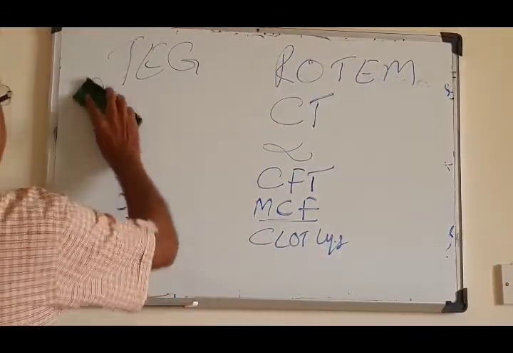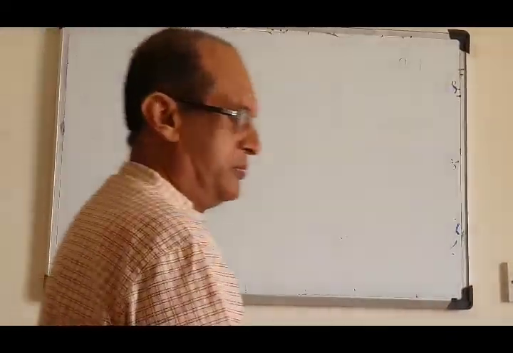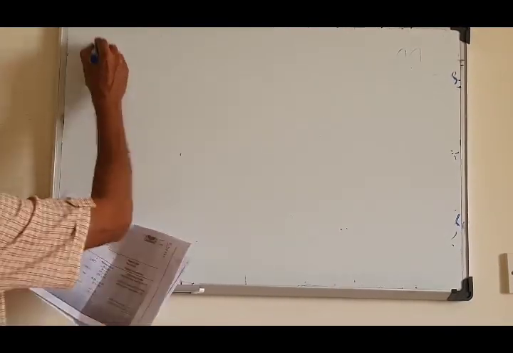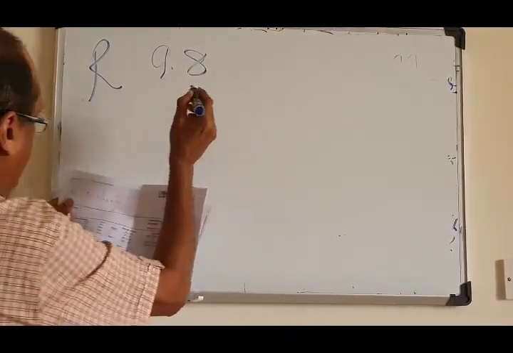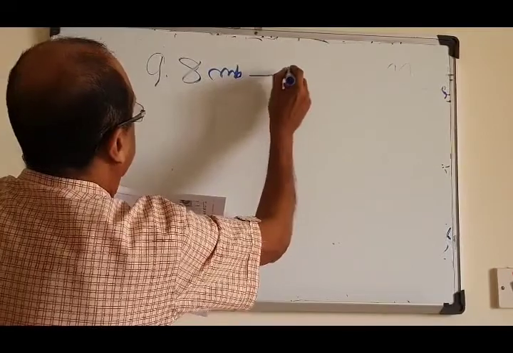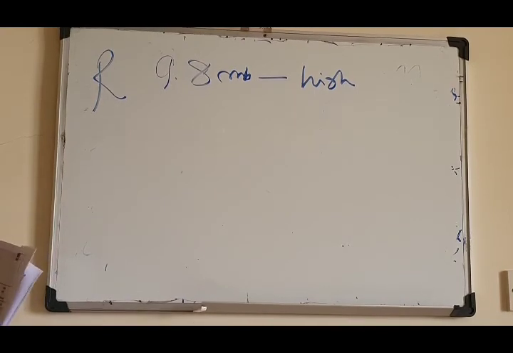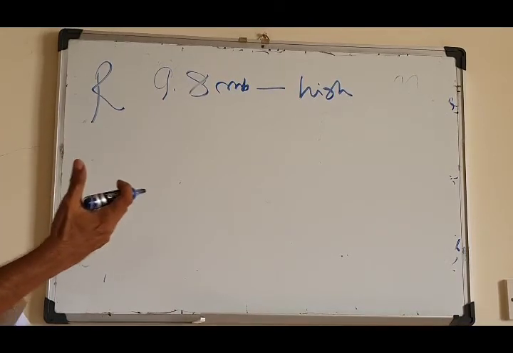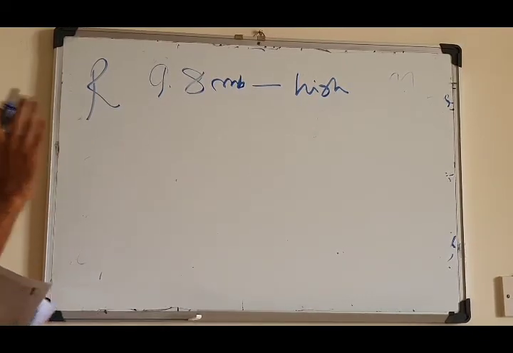Now I will show you one result which we received recently in a patient admitted to a hospital. So you can assess that. Here it is written R time. This is the TEG result, 9.8 minutes, and it is written high. That means R time is prolonged. So now we know that this patient has a deficiency of the coagulation factors. Either the synthesis of the coagulation factors is defective due to liver disease, or the patient is taking some anticoagulant. That is why this happened.